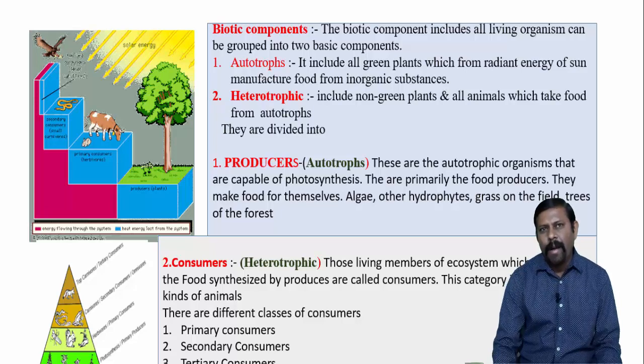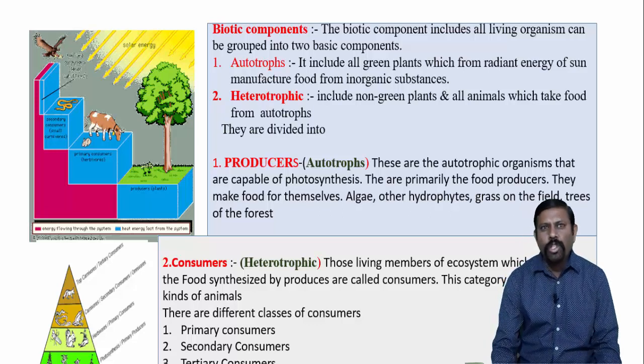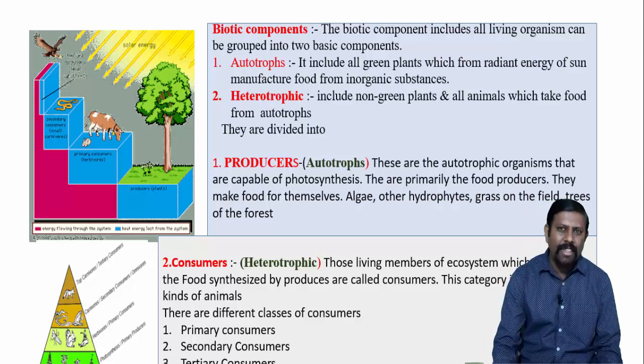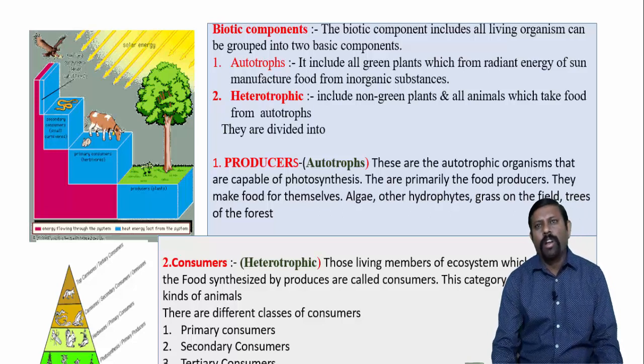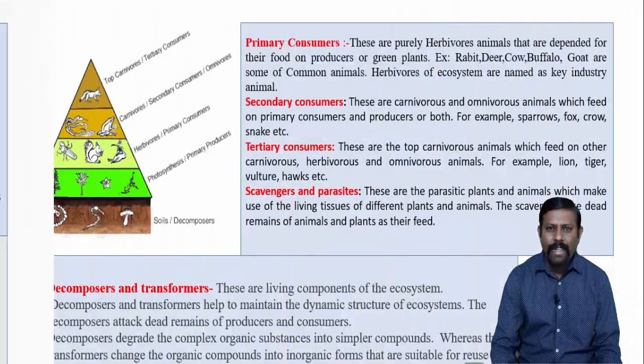So look at this diagram. The consumers are heterotrophic: those living members of the ecosystem which consume the food synthesized by producers are called consumers. This category includes all kinds of animals. There are different classes of consumers: primary consumers, secondary consumers, tertiary consumers, and parasites and scavengers.